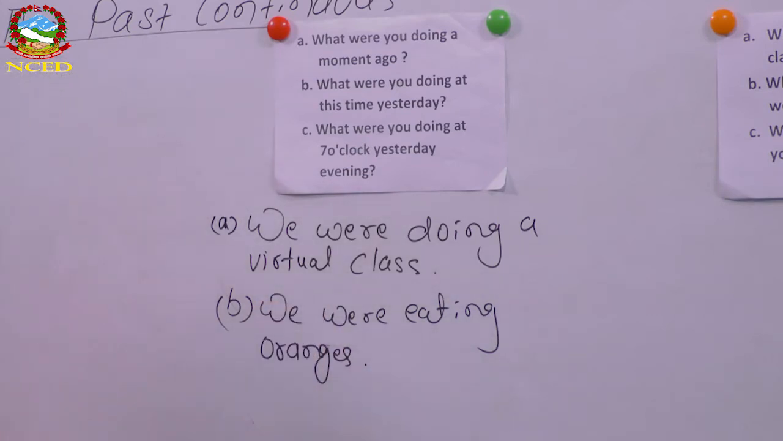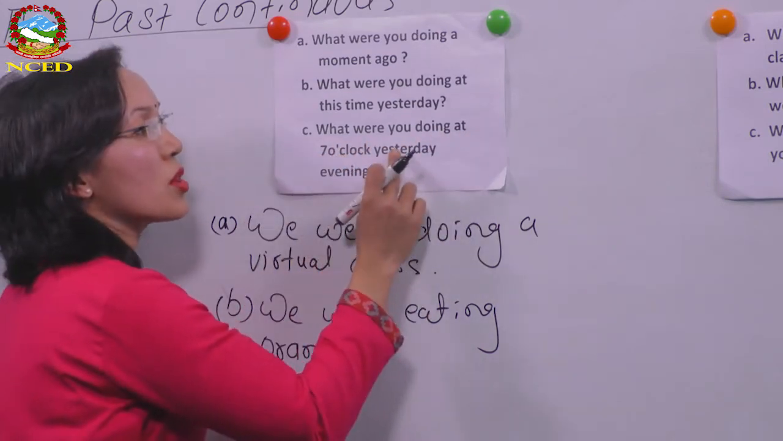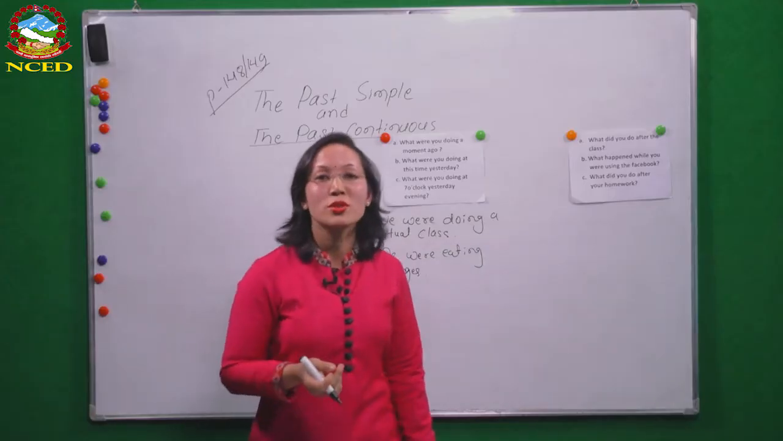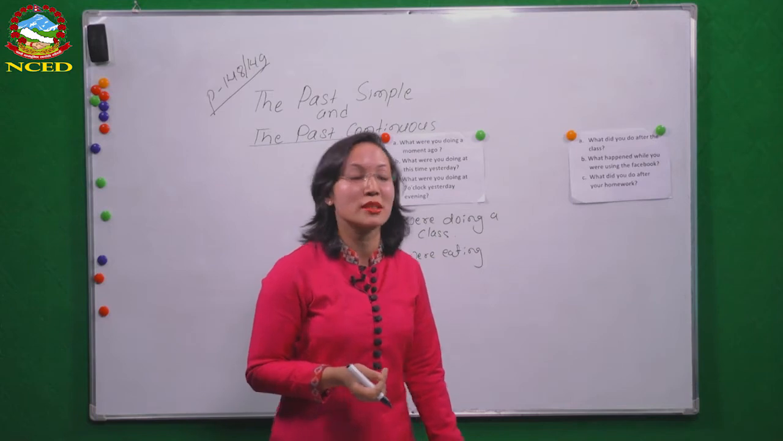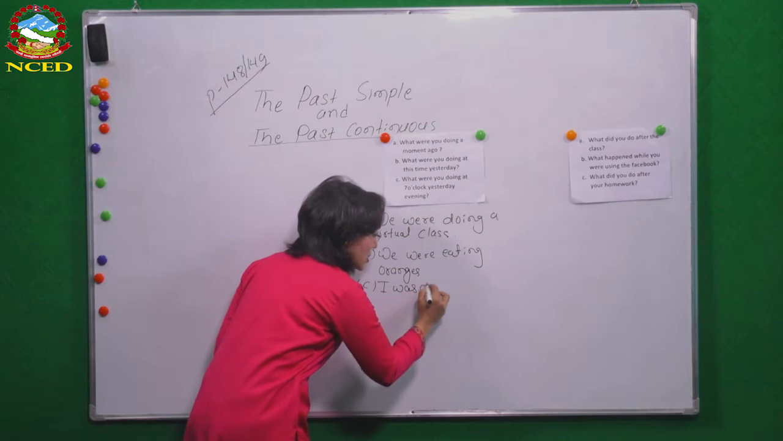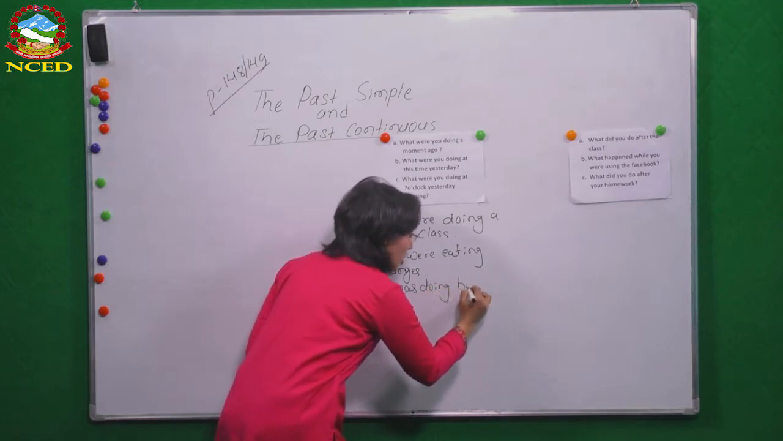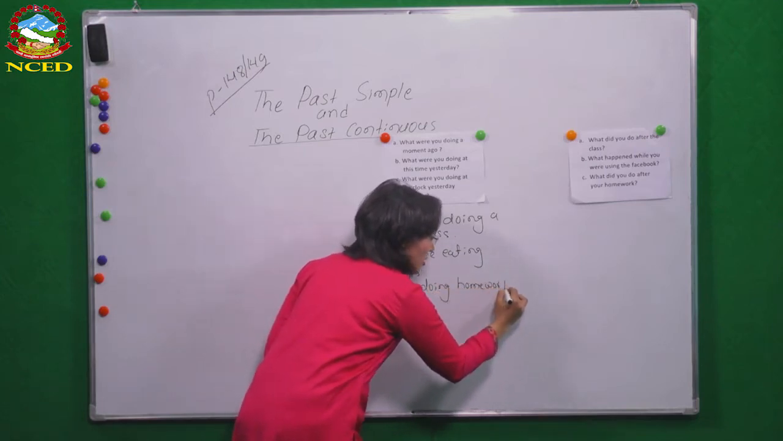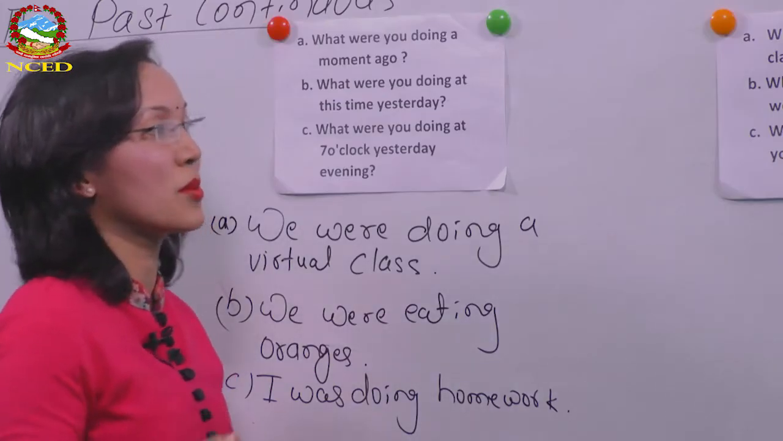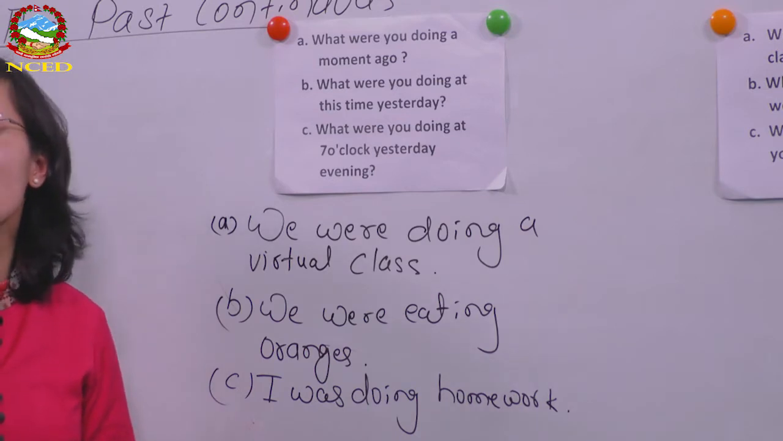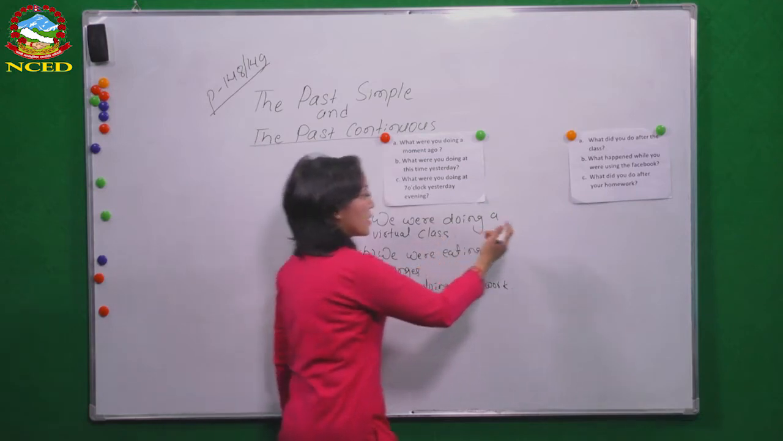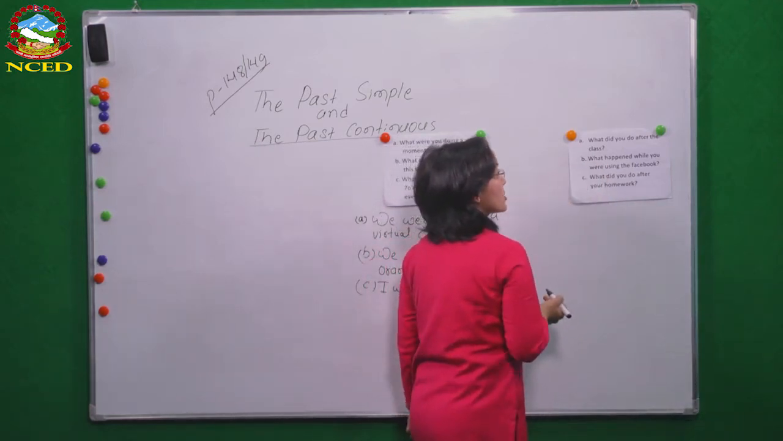What were you doing at 7 o'clock yesterday evening? Maybe now you all are very good students. Maybe you were doing your homework. You could say, I was doing my homework. Maybe some of you were helping your mother or father or reading the newspaper. It could be anything.